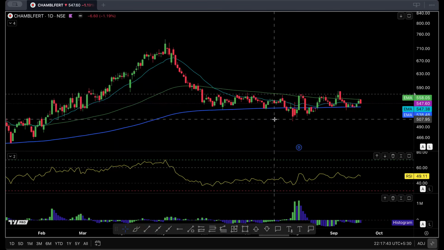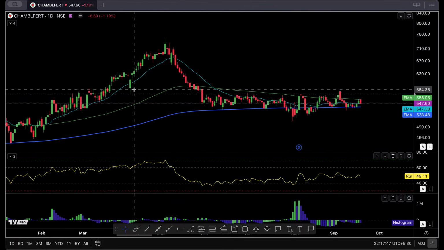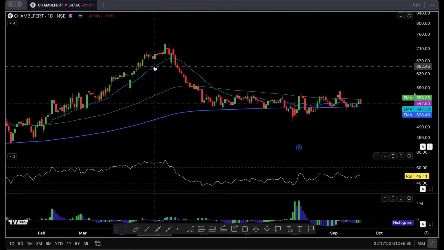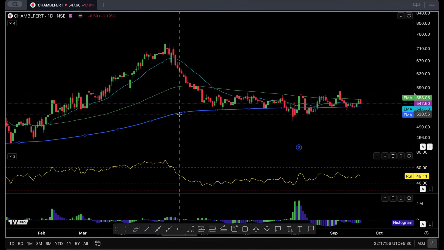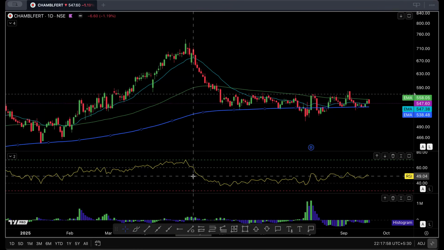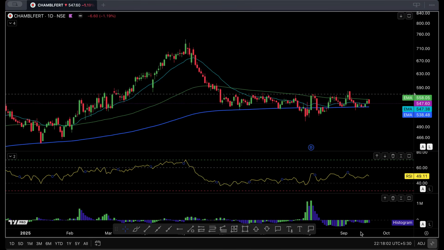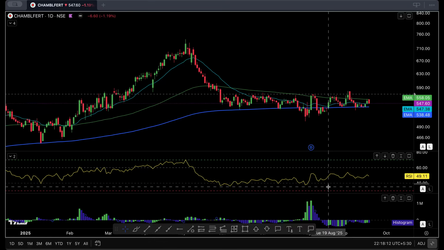So you're looking at my layout where you're looking at three indicators, three EMAs. The first EMA is the 20 EMA on the daily time frame. The next is the 100 EMA and the 250 EMA. Here you're looking at the RSI, the 25 period RSI, and you're looking at the MACD histograms, which uses the volume as the source, comparing the 20-day average volume with the 100-day average volume.